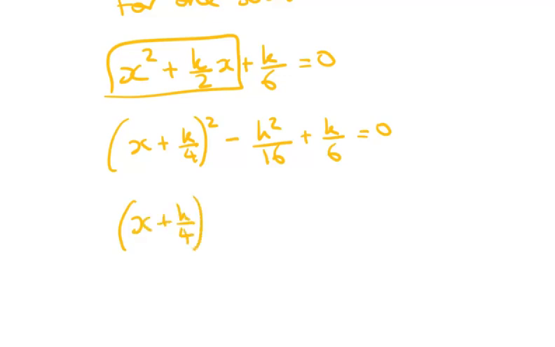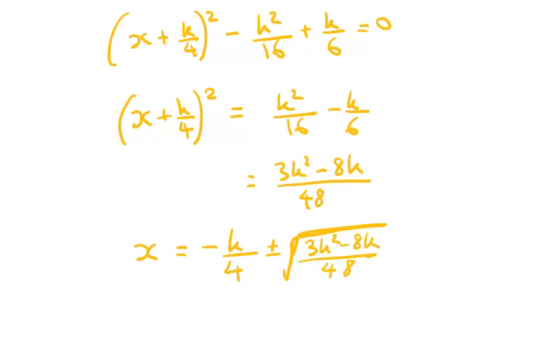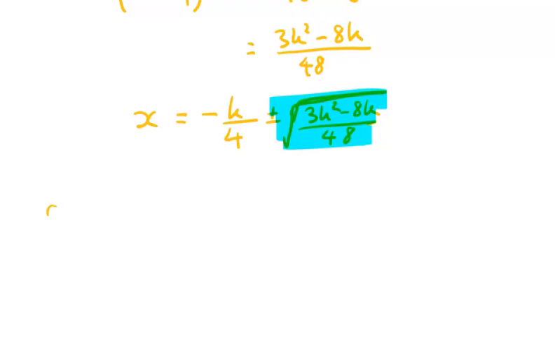So here we go. We've got (x + k/4)² is equal to k²/16 take away k/6. Getting a common denominator here gives me (3k² minus 8k)/48. So the solution for x will be x equals negative k/4 plus or minus the square root of this thing here. And if we're going to get one solution, then this bit's got to be 0. So we would have got to the same place using the discriminant.